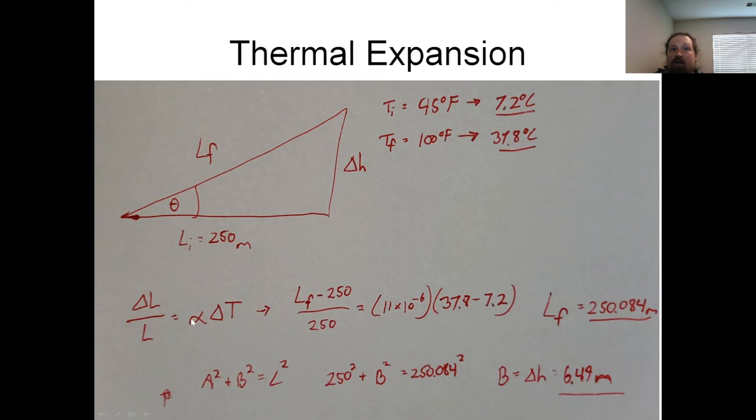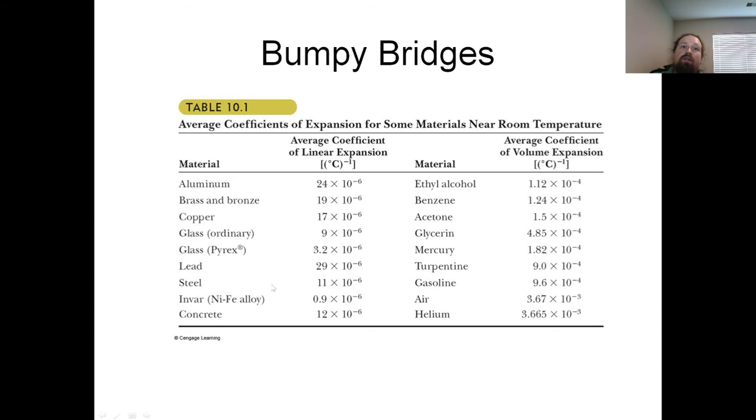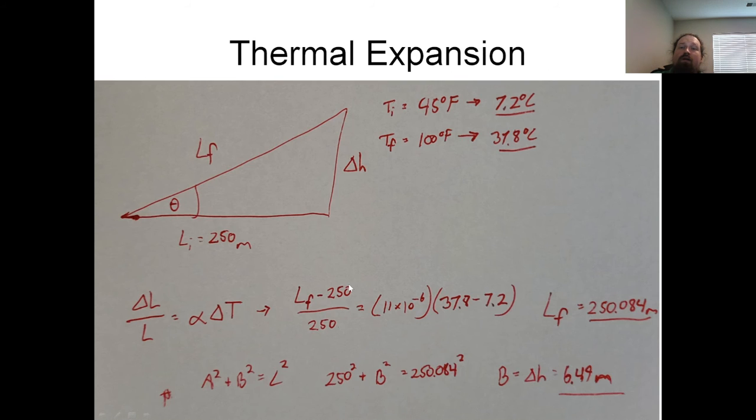Delta L over L equals alpha times change in temperature. Like with the previous example, we're solving for L final. Delta L is equal to L final minus L initial. So LF minus 250 divided by 250 is equal to alpha for steel. So the question does say we're going to assume that this is a steel bridge. So we should go back to this table and look up the coefficient of linear expansion for steel. So that's 11 times 10 to the negative sixth. And so that's what we're going to plug in for alpha.